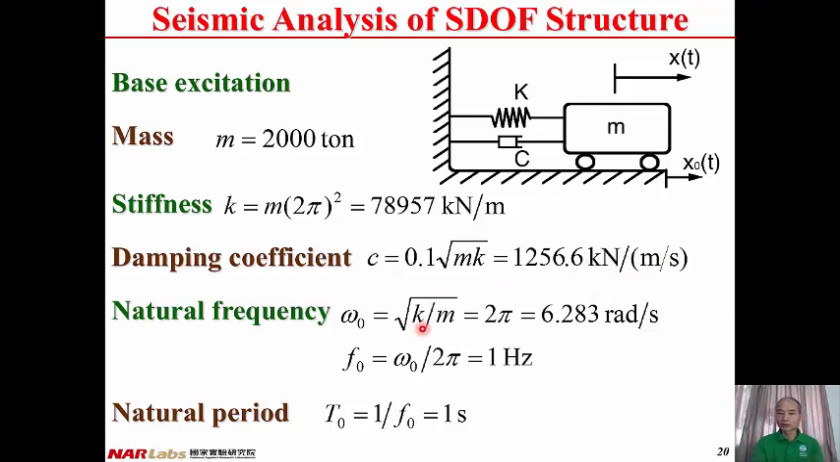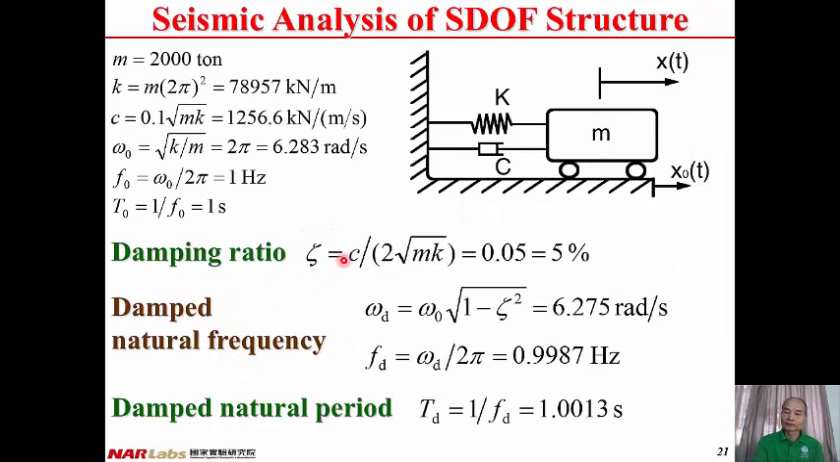From K, the stiffness of the structure, and M, the mass of the structure, we can compute the natural frequency of the structure, omega 0, equal to 2 pi, equal to 6.283 radian per second. If we divide omega 0 by 2 pi, we can have F0 equal to 1 Hertz. That's 1 cycle per second. From the reciprocal of F0, we can compute the natural period of the structure T0 equal to 1 second.